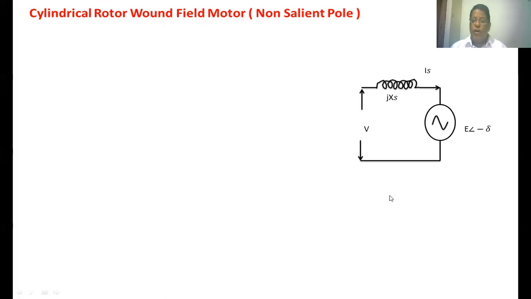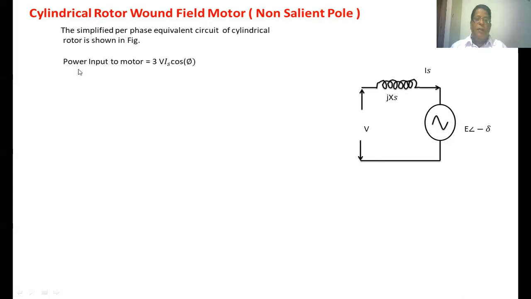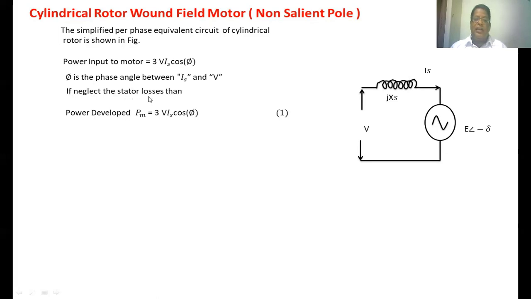Now we are going to find out how much power is developed in a cylindrical type synchronous motor. The power input to the motor is equal to 3 V Is cos phi. V is the voltage applied to this equivalent circuit, Is is the current passing in the circuit, and cos phi is the power factor of the synchronous motor. This phi is the angle between the voltage and the current passing through the stator winding. If we neglect the stator losses, then the power developed equals the power input to the motor, that is 3 V Is cos phi.